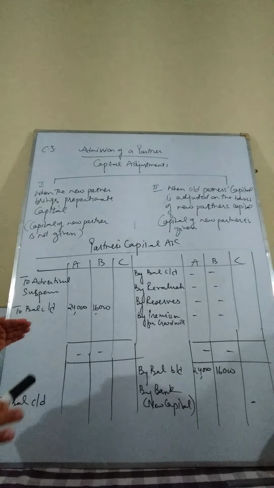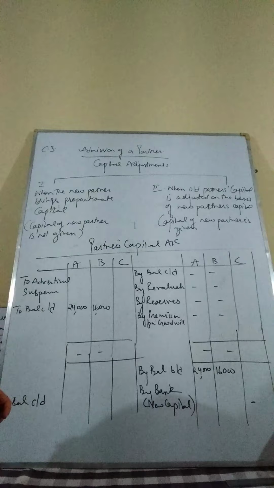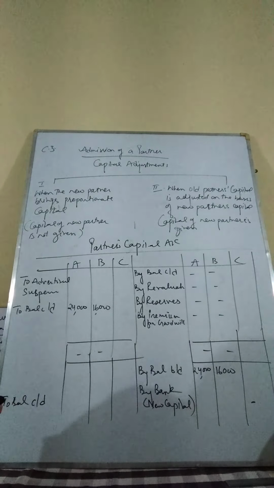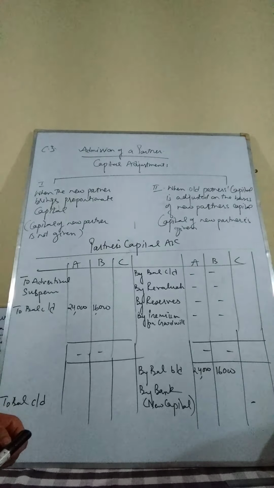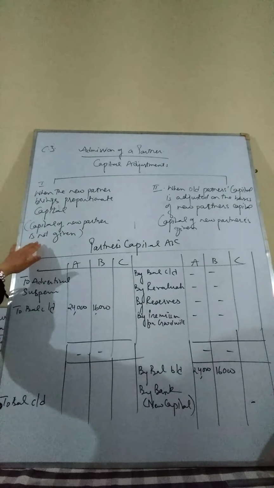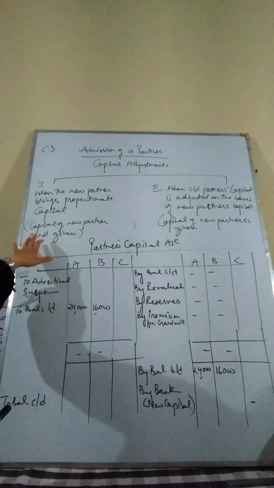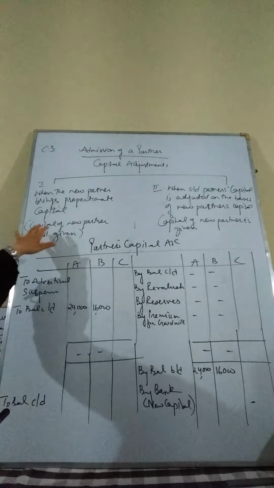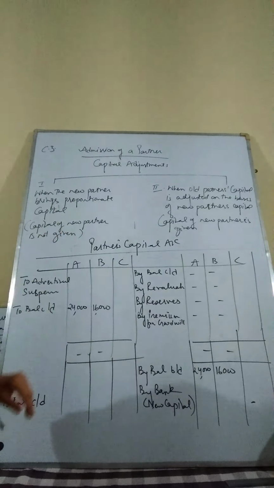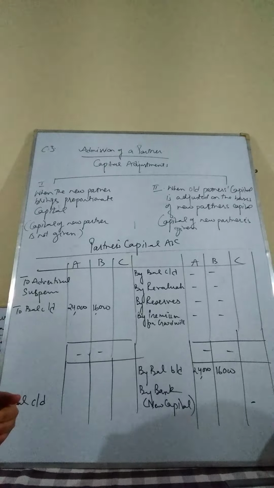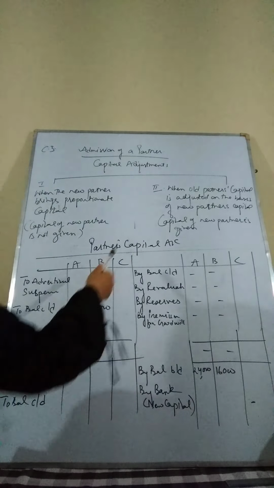If it is given in the question that the capital of the new partner has to be proportionate on the basis of the adjusted capital of the old partners, then this is called the first capital adjustment, and the condition is the capital of the new partner is not given in the question. We have to find out his capital. Now what is the second capital adjustment?